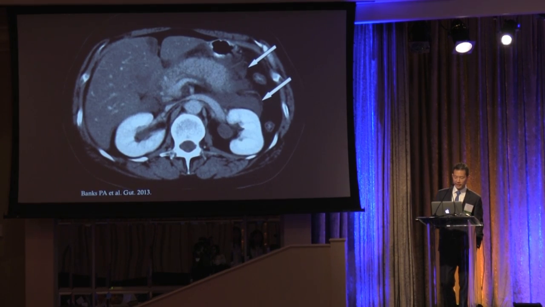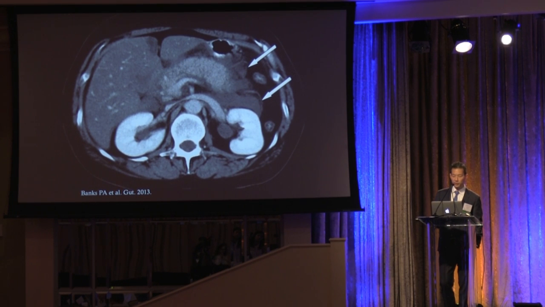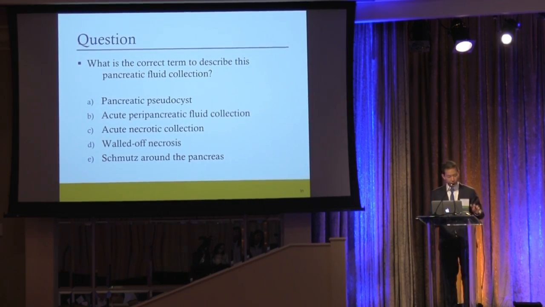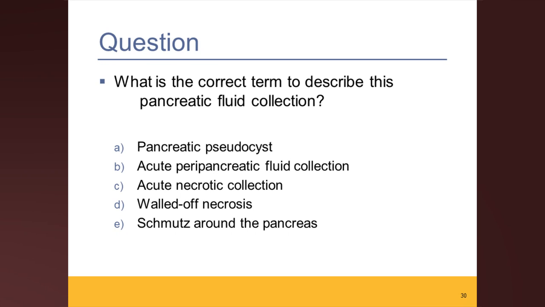So here's our CT scan, and you see the pancreas lighting up nicely in the middle of the picture there, and then there are some fluid collections that are highlighted by the white arrows. The audience response question, which we won't be able to do, is: what is the correct term to describe this pancreatic fluid collection? A, a pancreatic pseudocyst. B, acute peripancreatic fluid collection. C, acute necrotic collection. D, walled off necrosis. Or E, just some schmutz around the pancreas.